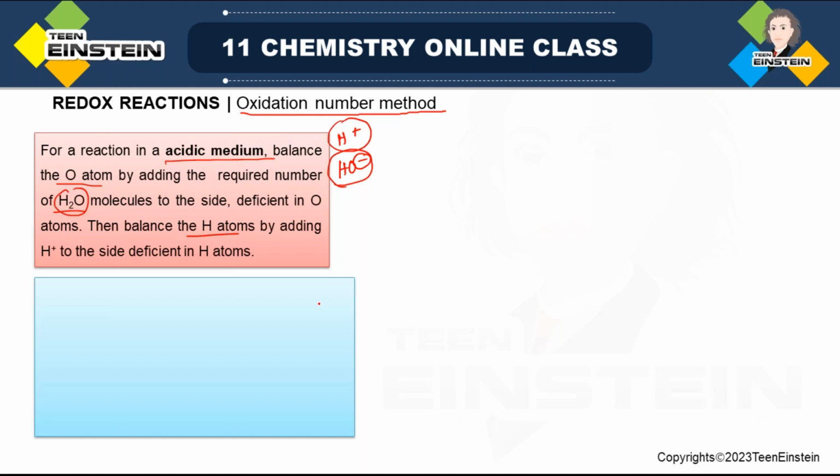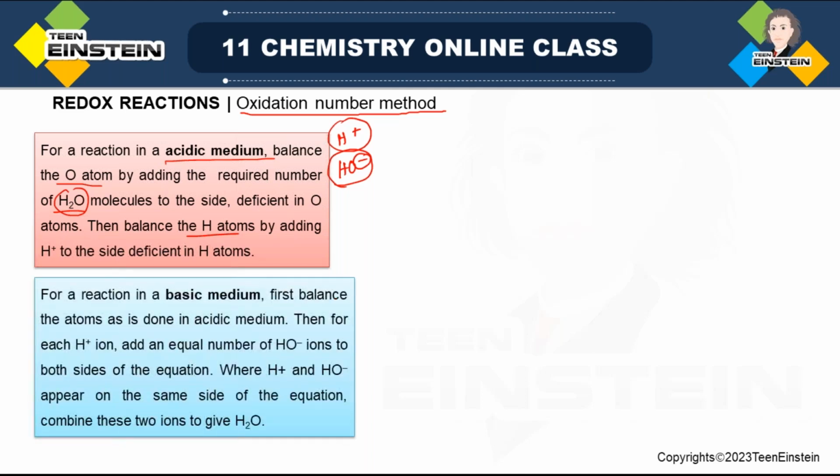Now this is for an acidic medium reaction, but if it is in basic medium, then what to do? The same method you have to follow if it is basic medium. First balance the atoms as is done in acidic medium. Now as you have added H plus to balance hydrogen, obviously it is basic medium, so you have to neutralize the H plus. How do you do so? After balancing the hydrogen atoms in terms of H plus, you have to add an equal number of hydroxide ions on both sides, so that this H plus and HO minus together can form water molecules. Fine. So we will solve one such problem.